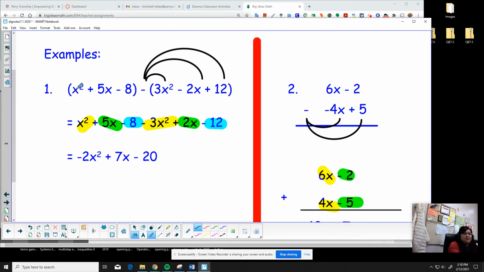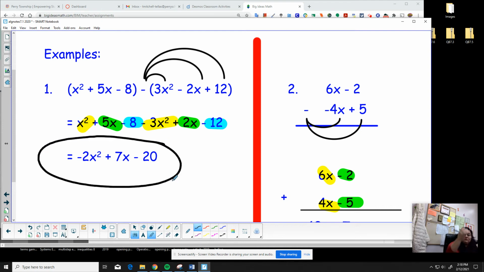So we've got this term minus this term. So that would be negative 3x squared. That would be positive 2x. And that would be negative 12. And all I did was change their original signs. And now I'm just adding like terms like I did before. So the x squareds, that would be negative 2x squared. The greens would be positive 7x, and the blues would be negative 20. It's in standard form, so this is my answer.